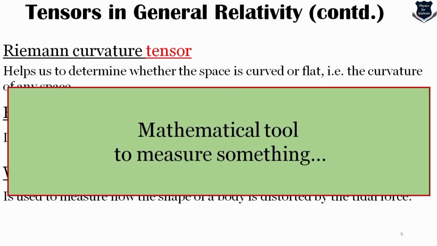So taking all those things into consideration, what we understand now is that these tensors are all basically a mathematical tool of measurement. We will deal with all those tensors and a few more, which is the central part of general relativity.